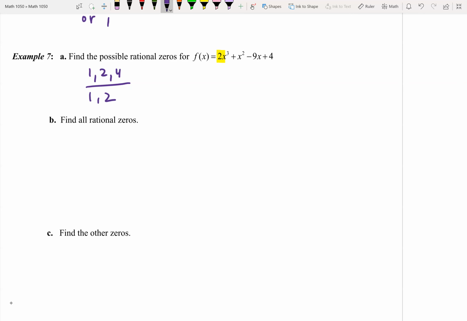So your options are 1/1, which is a 1. 1/2, which is 1/2. Now change the top to a 2. So it'd be 2/1, that's a 2. And then 2/2, that's a 1, but I already listed it, so I don't have to do it again. Now I do the 4. 4/1 is a 4. And then 4/2, that's a 2. So I'm good. It's the plus or minus of all of those. And then I put parentheses around them. And those are my possibles.